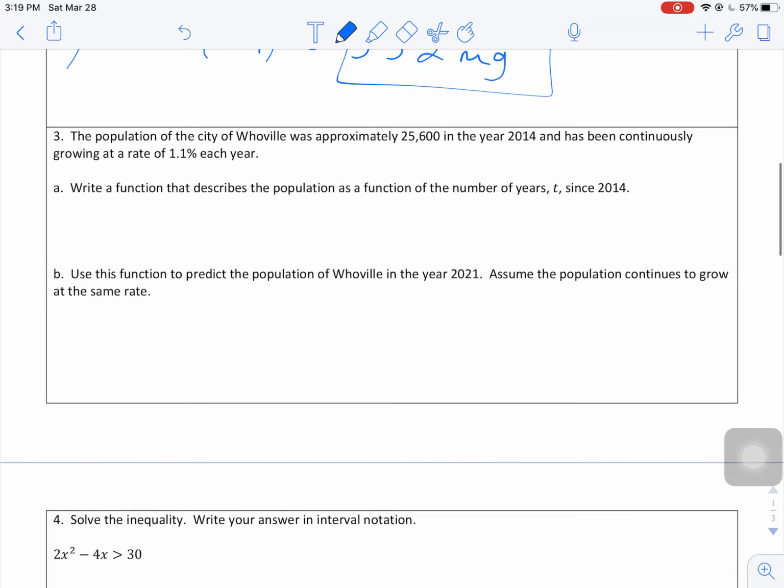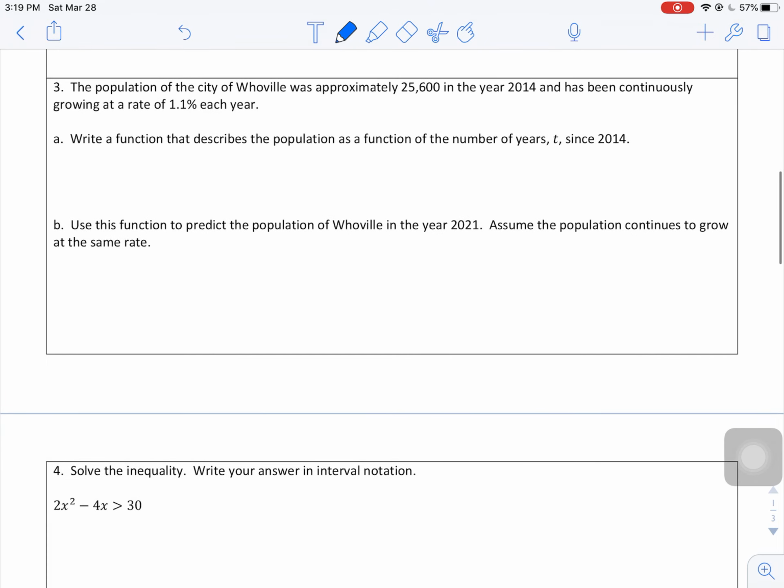For number 3, the population of the city of Whoville was approximately 25,600 in the year 2014 and has been continuously growing at a rate of 1.1% each year. Write a function that describes the population as a function of the number of years t since 2014. So the fact that it says continuously is a huge hint that we need to use that A equals P times e raised to the rt, so Pert.